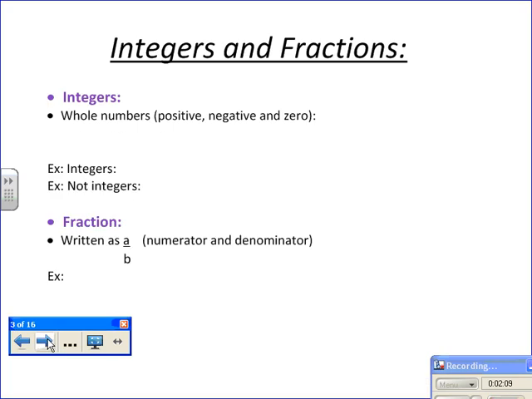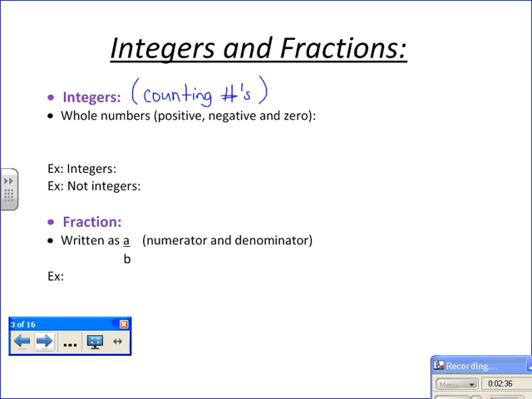Let's go ahead and get going here. So here's some definitions that we need to know. Integers are whole numbers in the positive and the negative spectrum, as well as 0. So integers are counting numbers. Let's write that down. These are the counting numbers that include the negative counting numbers as well as the positive.